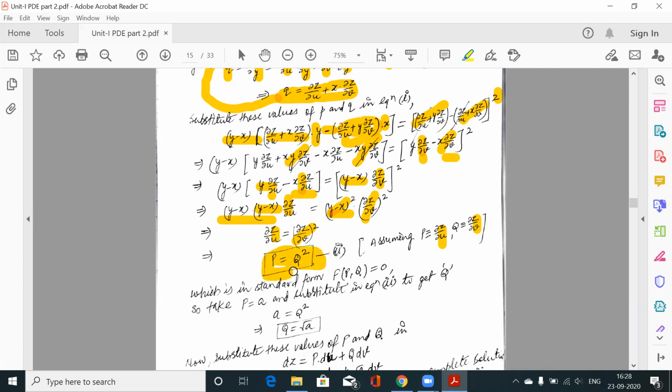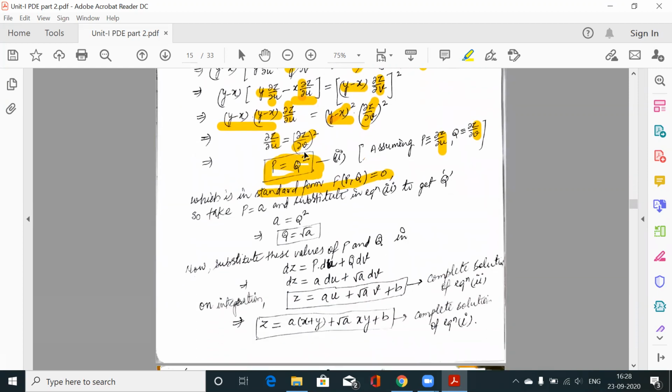So now this is in standard form 1. It contains only the derivatives P and Q. And this is non-linear also because square of Q is there. So for this, we know how to get the solution. Using Charpit's equation, we know that P is equal to A. So substitute P is equal to A to get Q. So A is equal to Q square. So Q is square root A.